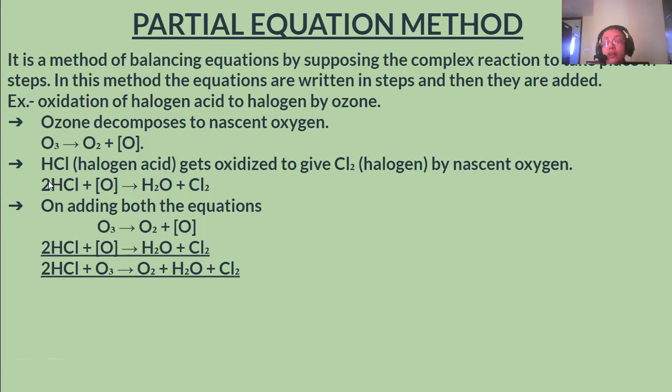So we need to, in the reactant side, multiply HCl with 2. And nascent oxygen, here it's 1 O, and therefore this one is also O. On adding both the equations, we get 2HCl plus O3 gives us O2 plus H2O plus Cl2.